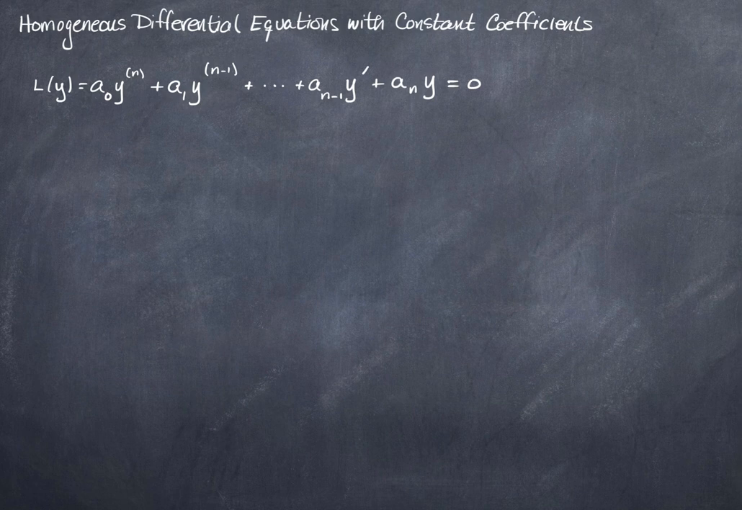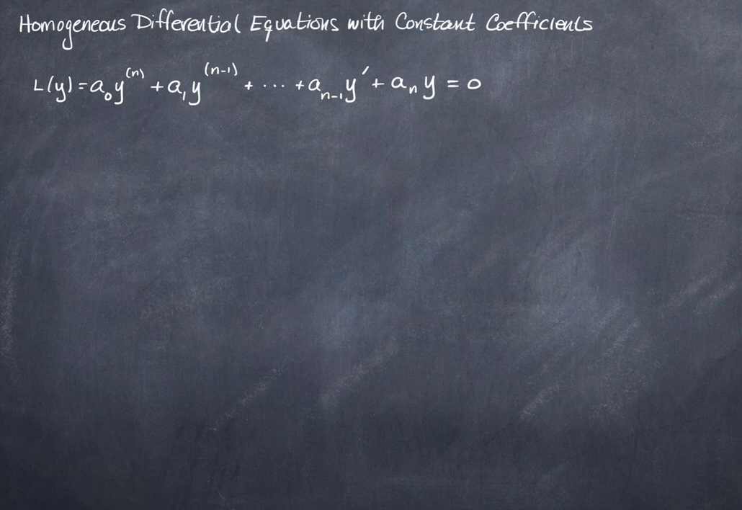And it is homogeneous because the right-hand side is equal to 0. It's also important to note that the coefficients here are constants. They're not functions of any kind. They're just constants. They're real numbers. Our solutions to this may not be real, but the coefficients here are real numbers.